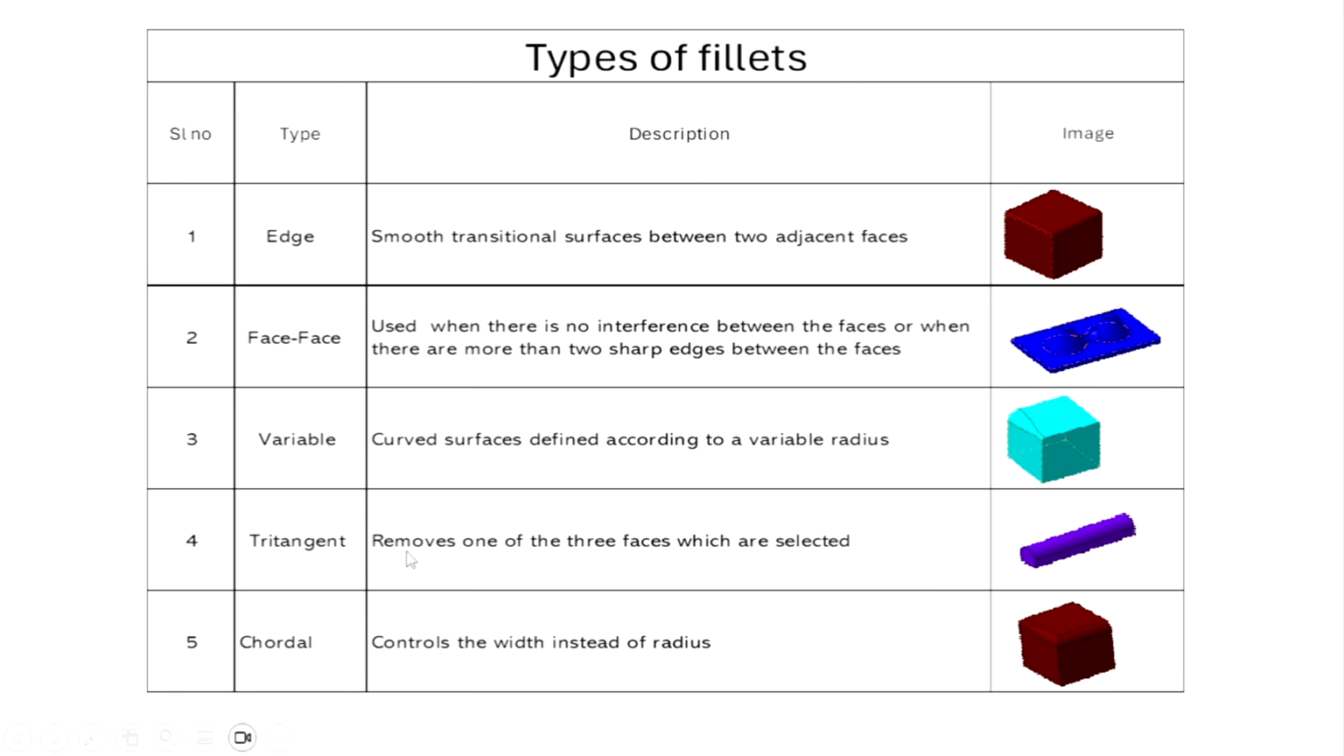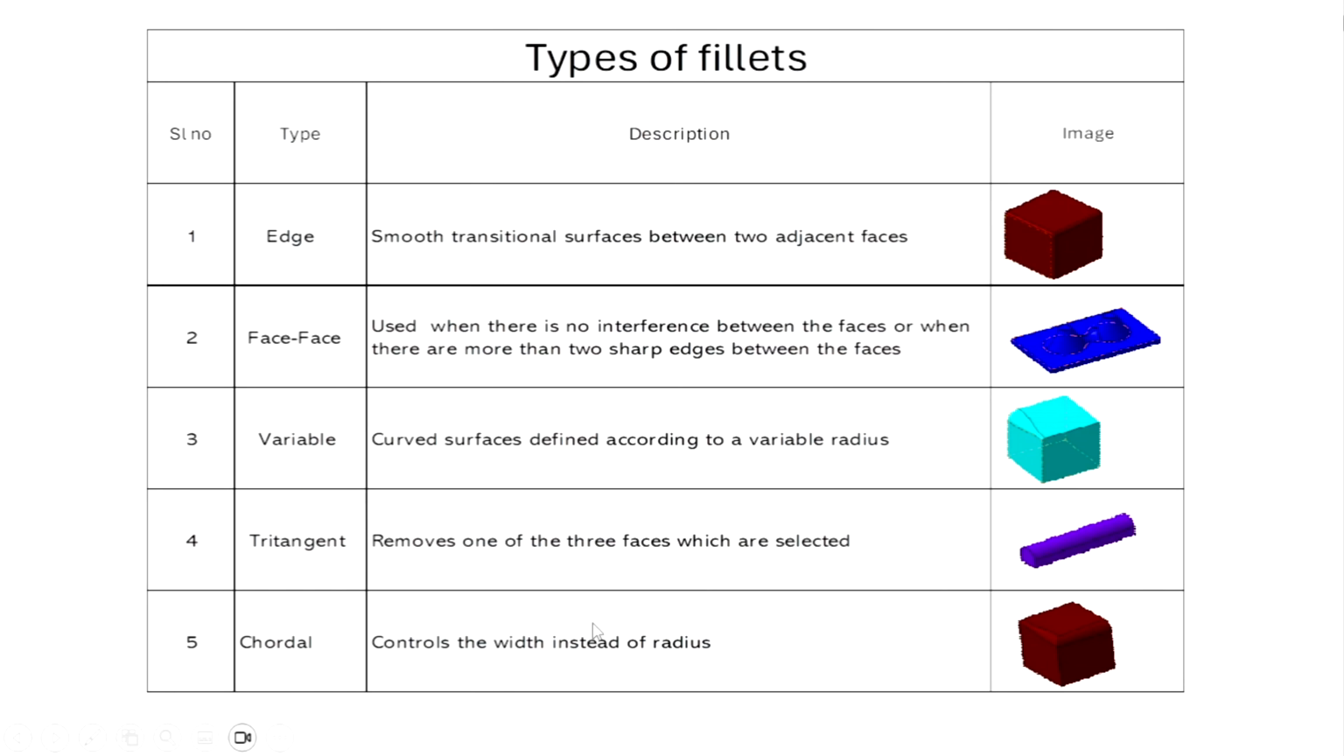The fourth one is the Tritangent fillet. This removes one of the three faces which are selected. Like here I just select the first face, this one is the second face, and the third face, this one, which is a bar, you can say a square pipe or bar. Then this will smoothen this surface and make it round, removing the third surface. Chordal. This controls the width instead of radius.